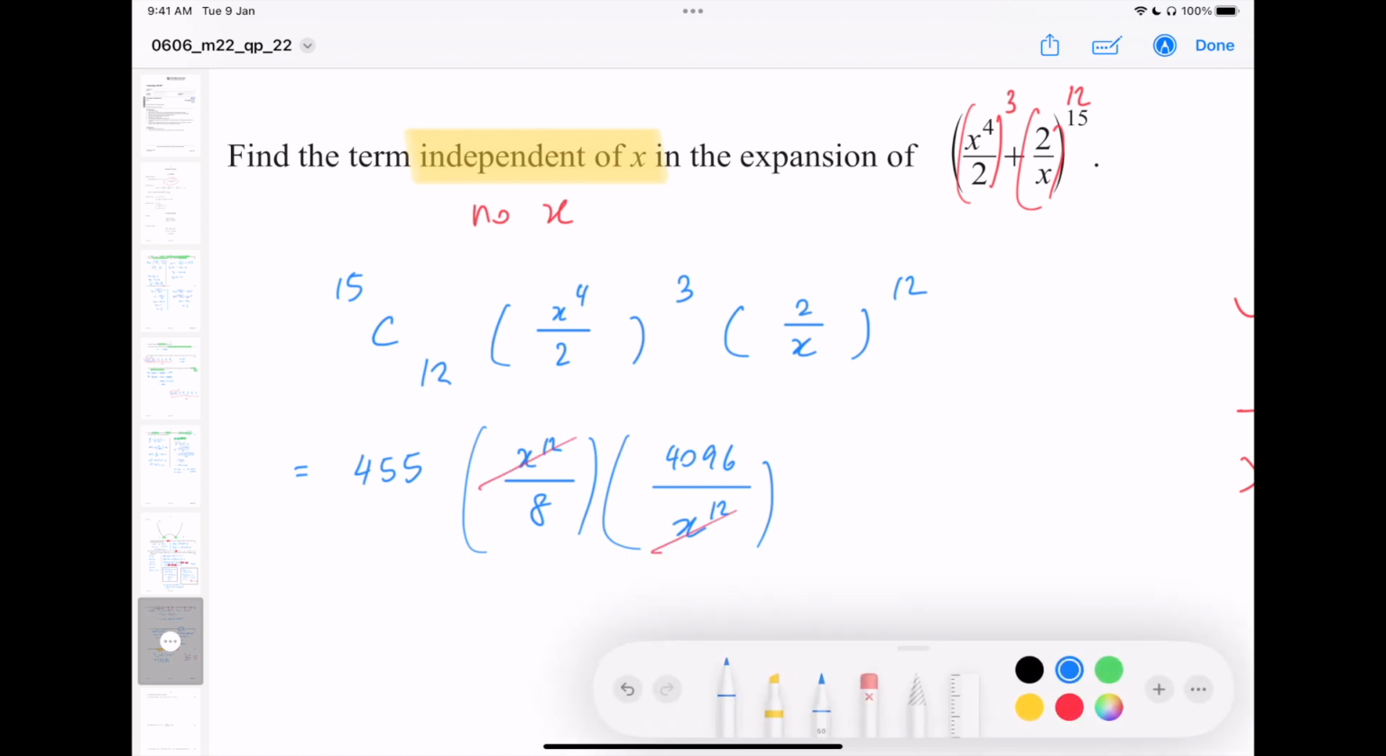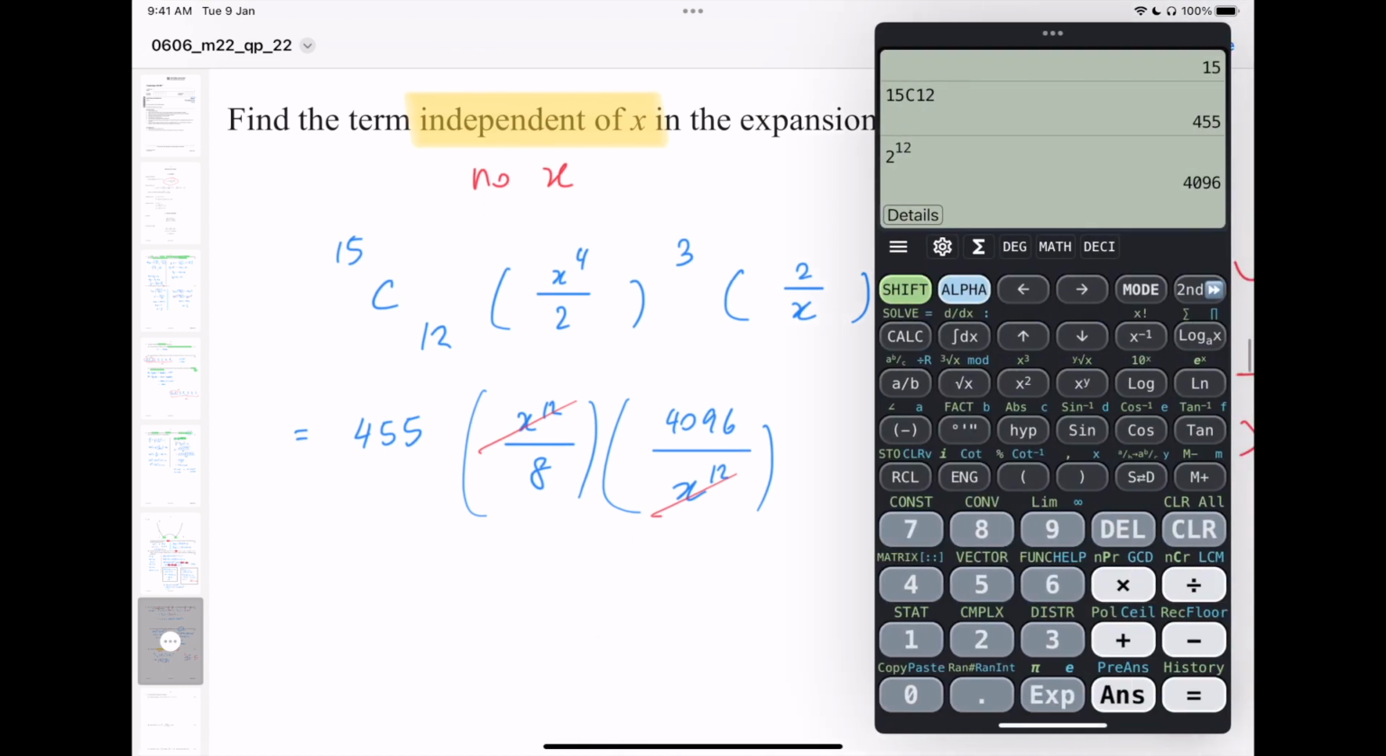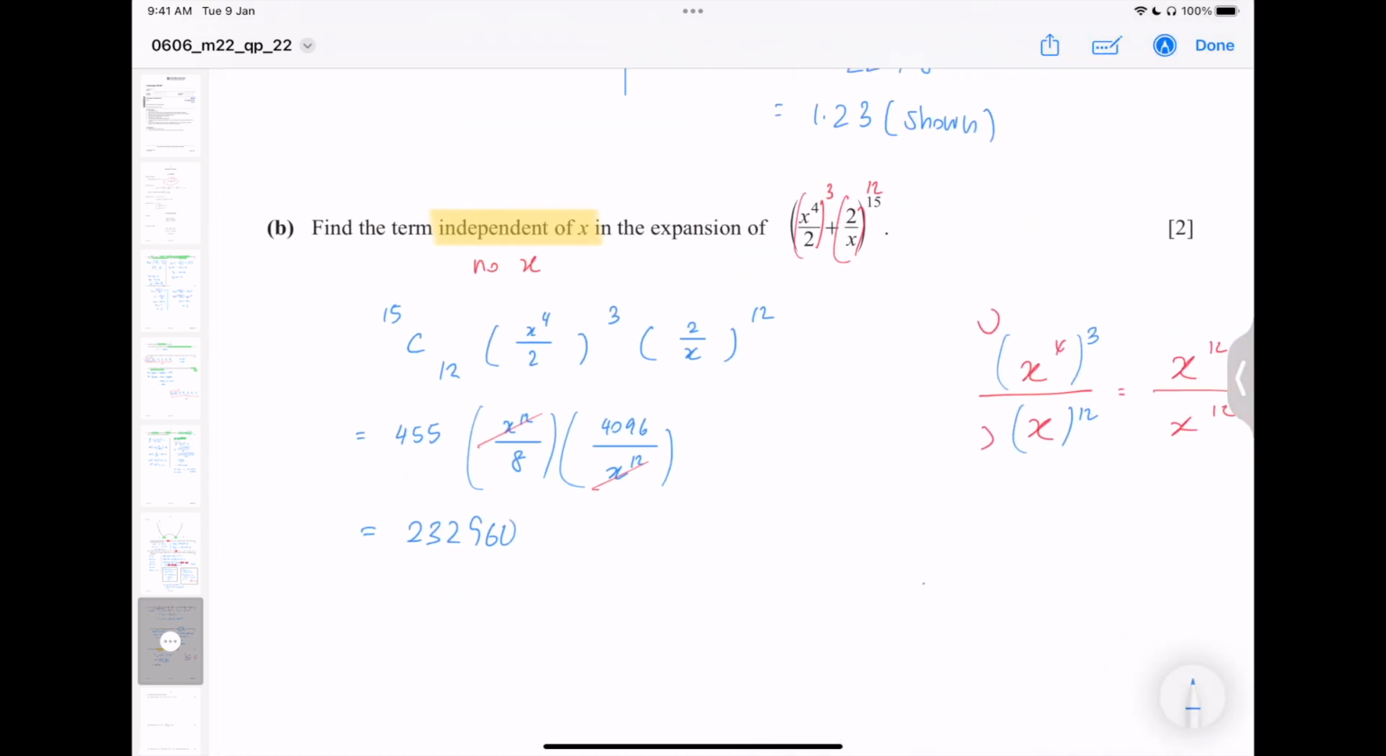So just type the rest of the numbers in the calculator. 4096 divided by 8 times 455, it's 232,960. Very nice. So it's 2 marks, that's why you want to try and do it faster, but it'll take time to practice.